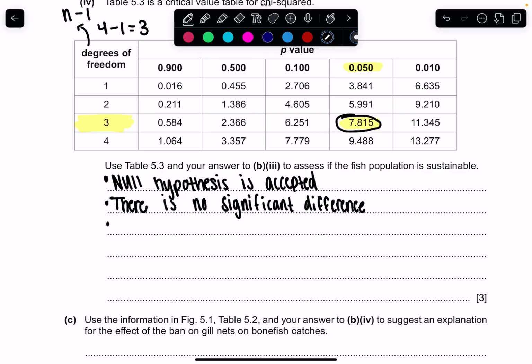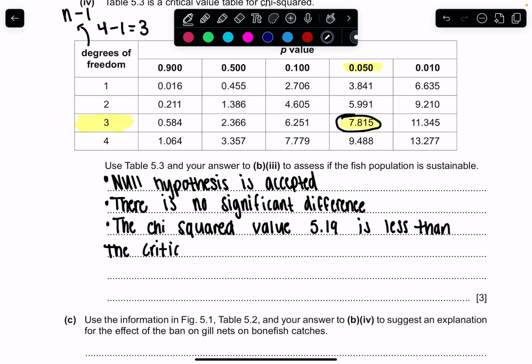And finally, the chi-squared, which is our calculated value, is less than the critical value from the table, which was 7.815. If our number was greater, then there would be a difference, and we would reject the null hypothesis. So that's just something to keep in mind based on what we know about the null hypothesis having no significant difference. And now we understand our critical value table.